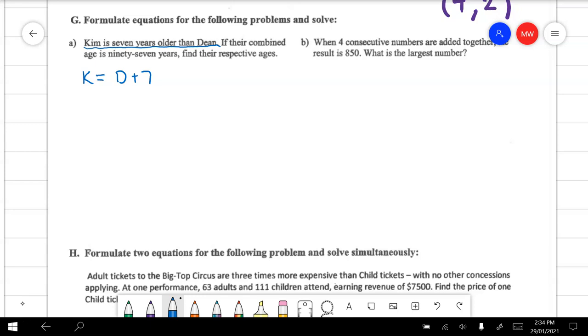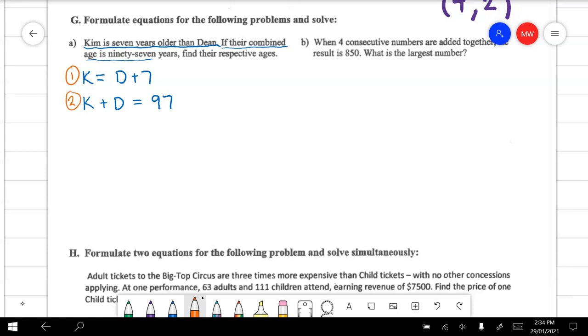Now, the second sentence, if their combined ages, so in other words, if we add their ages together, it will equal 97. That means that if we add Kim and Dean's ages together, their combined age will be 97. And now what we've done is we've written our two equations, and we are going to use simultaneous equations to solve it. So we'll call them equation 1 and 2, so we don't get confused.